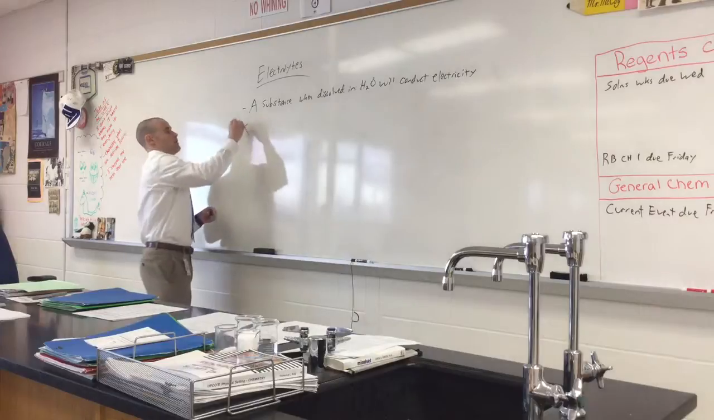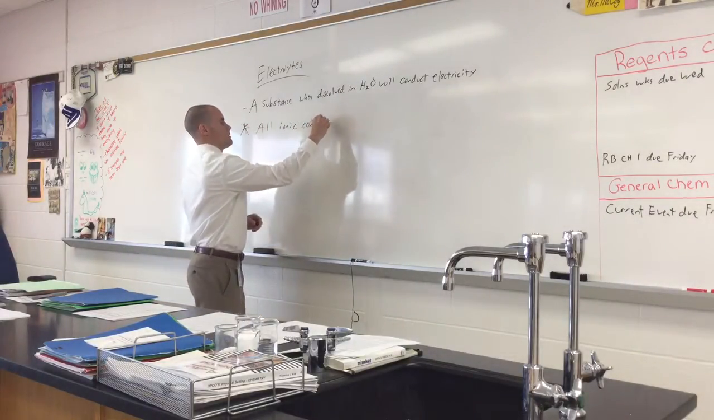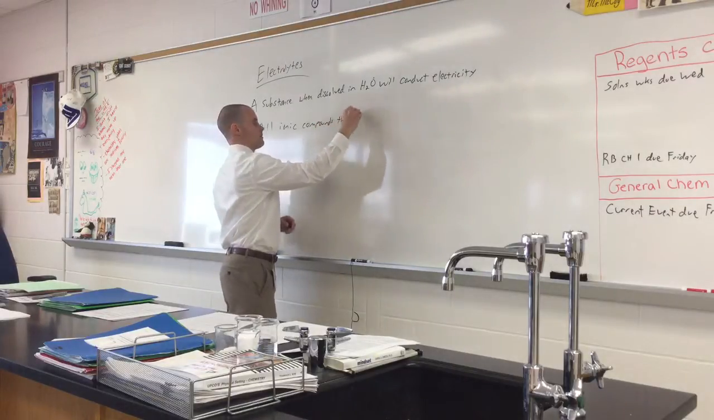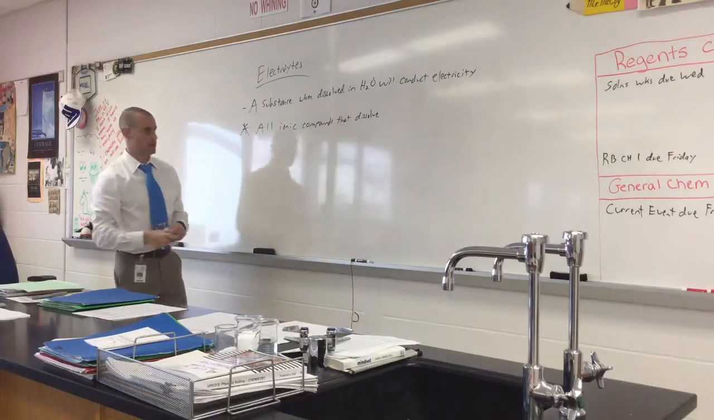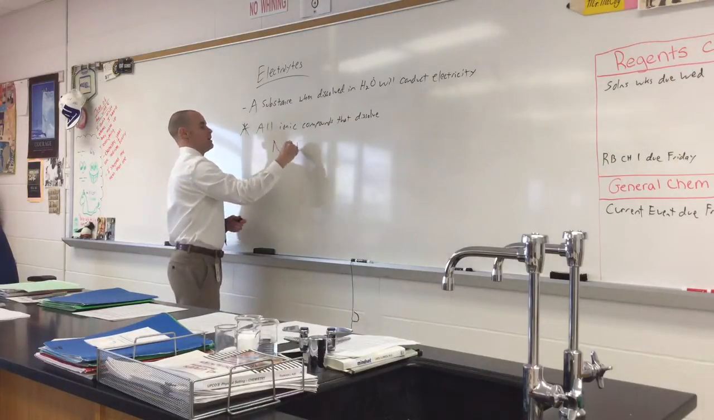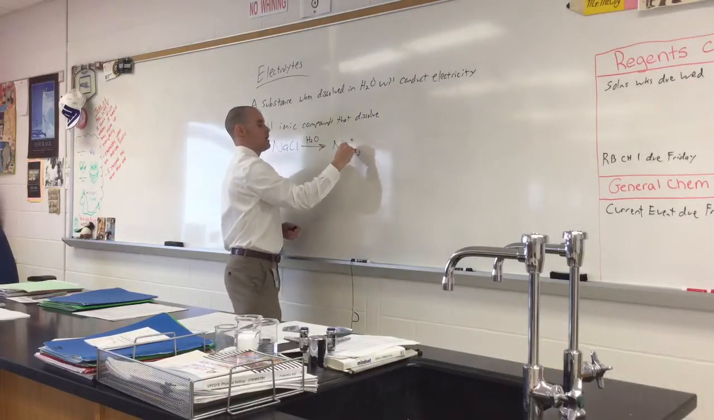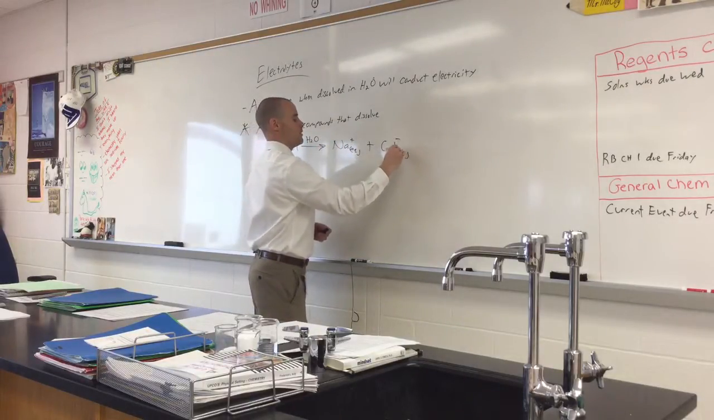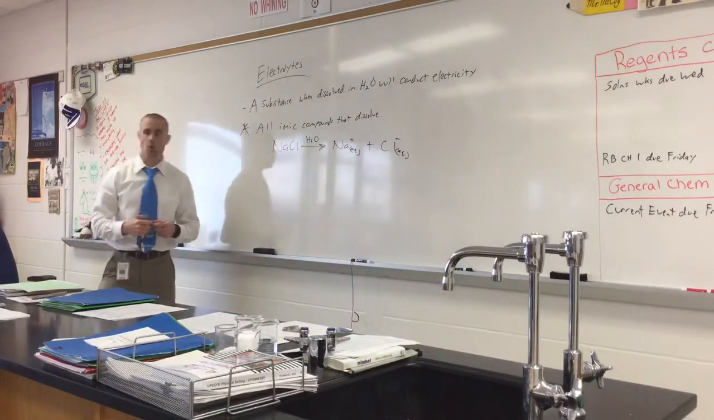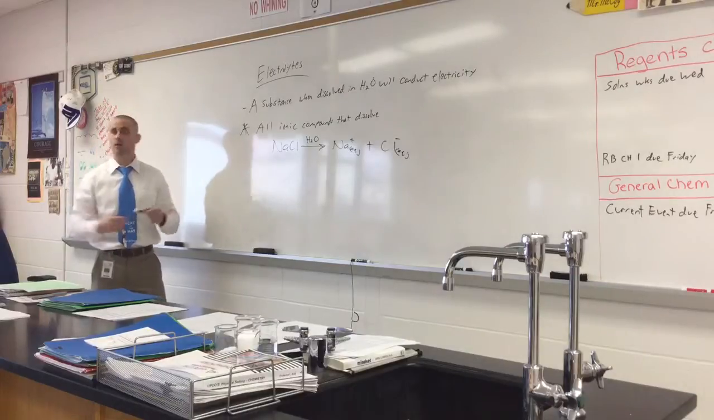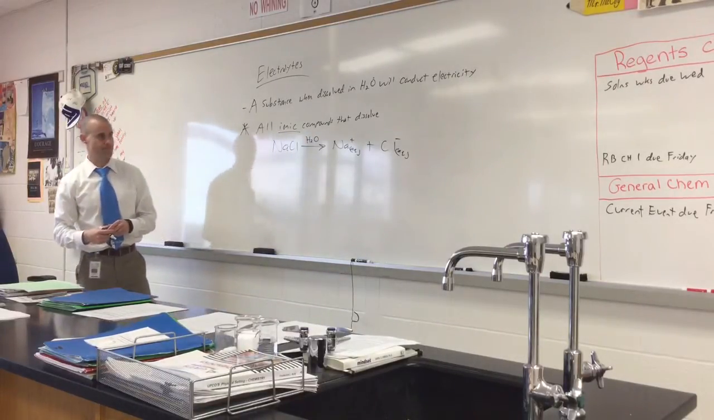So, all ionic compounds that dissolve are considered electrolytes. For example, NaCl. If you put it in water, H2O, you get Na+ (aq) and Cl- (aq). Dissolved ions. The key here is ions. The ions are what conduct electricity. So anything with ions, which means ionic, is called an electrolyte.